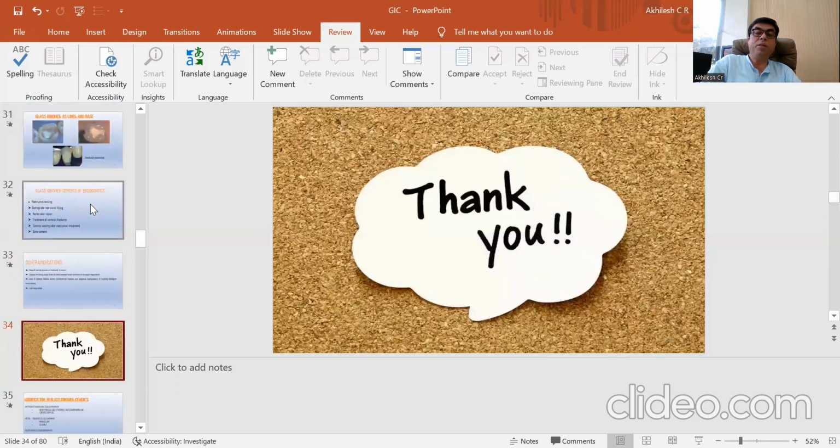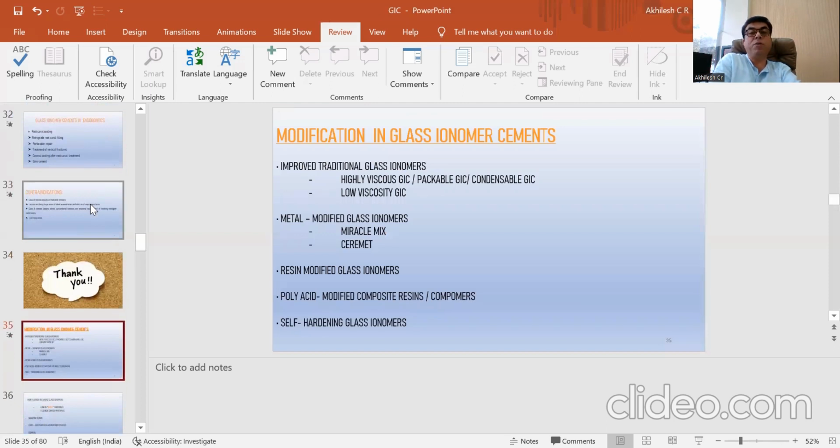So thank you. By this, I thought I'll just brief you about the glass ionomer. And we will be continuing with the modification of glass ionomer cements in the next session.